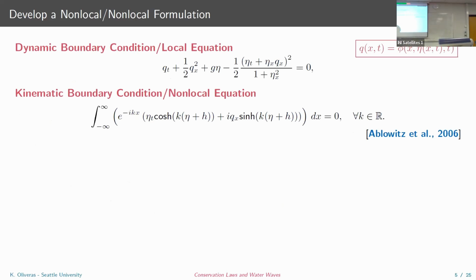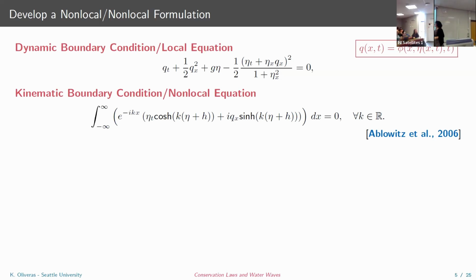So as I mentioned, this is a formulation due to Ablowitz, Fokas, and Musslimani. This is the Bernoulli equation. So this is the trace of the potential on the free surface, that is Q. And you can think about this as a conservation of momentum type equation. Well, I'll come back and say more about that later. This equation here is really the kinematic boundary condition. This is saying that the rate of change of the free surface is governed by the velocity in the direction normal to it.